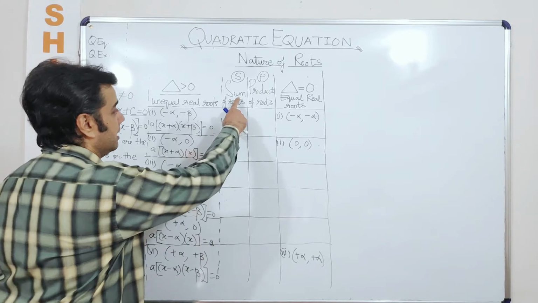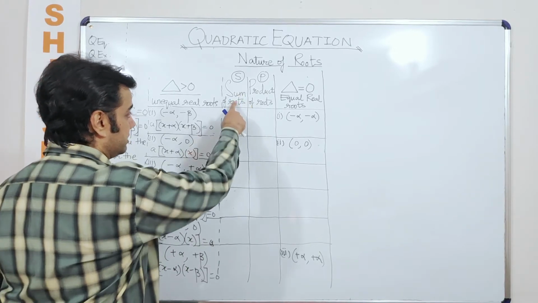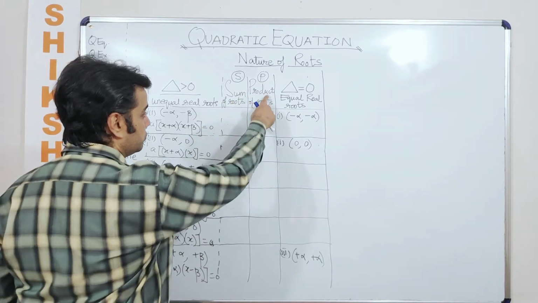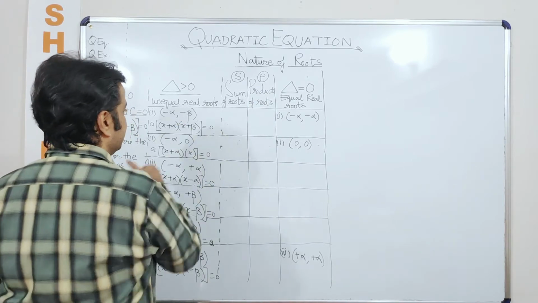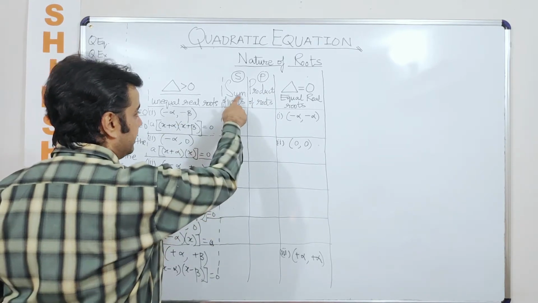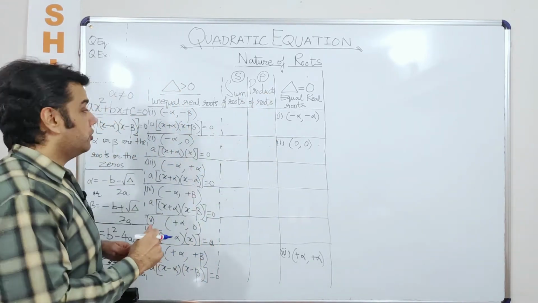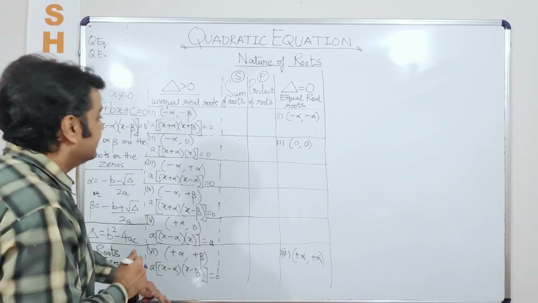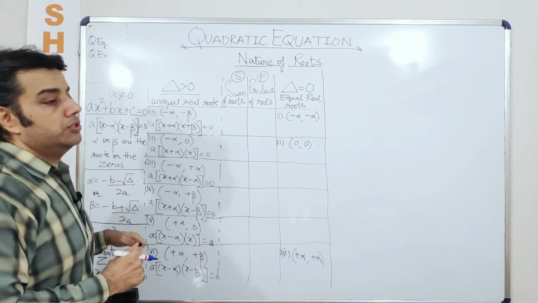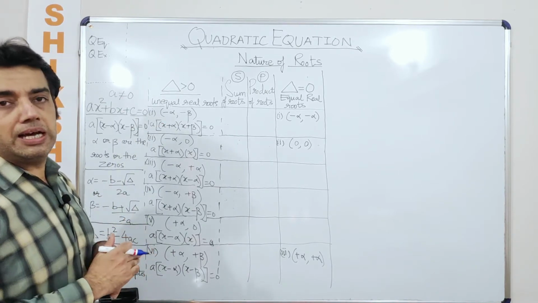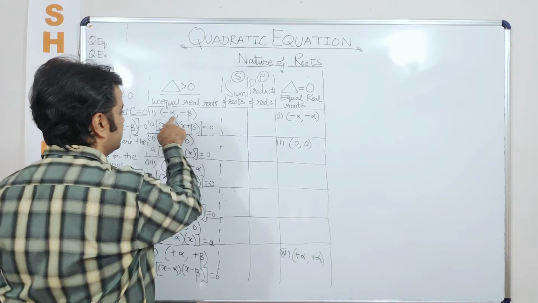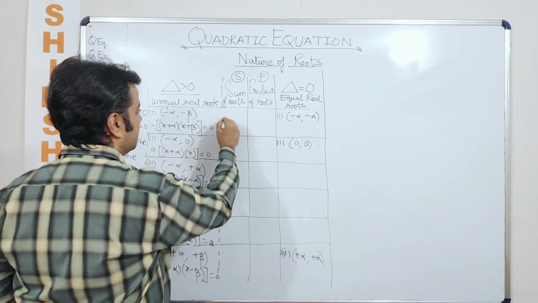Let us see, in this case, if S denotes the sum of the roots and P denotes the product of the roots, what will be the polarity of the sum and what will be the polarity of the product of the roots in these 6 cases when both the roots are real but unequal. So when both the roots are negative, the sum will come out to be negative.